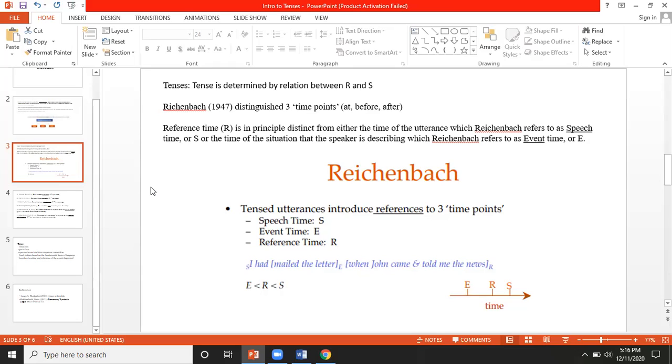Look at here, for example, right? S is speech time, and event and reference time. Speech time is the time that I spoke, right? For example, if I'm the speaker, so I utter that sentence, that's the time. That is speech time.